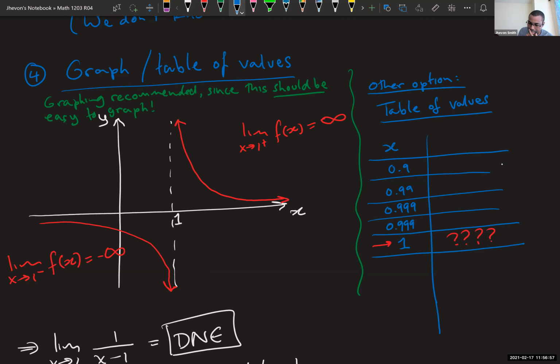Usually you want to do the right on top, but table of values is just something I wouldn't do here. So I didn't even think through what a table of values would look like.